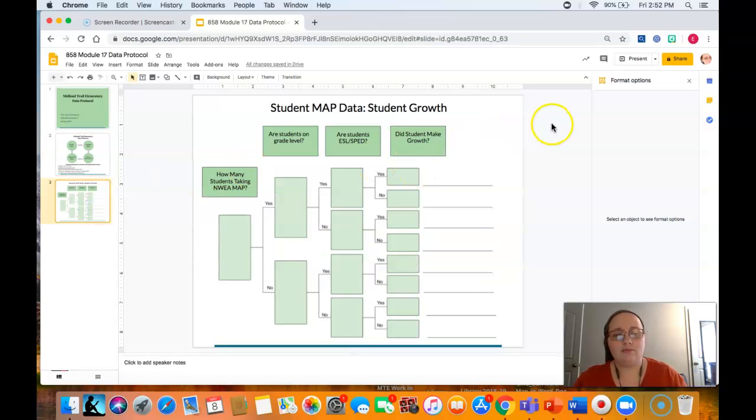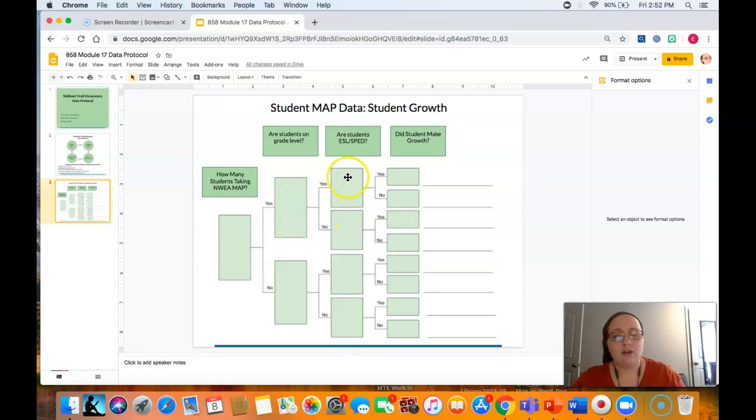Okay, so through this whole program and this whole class, I've talked about MAP data because I think it is so relevant. Student MAP data, student growth, this is for that. So a teacher will put how many students they have here. Are the students on grade level, just to start with? If there are 100 students here and 60 of them are on grade level and 40 of them are not, that goes there.